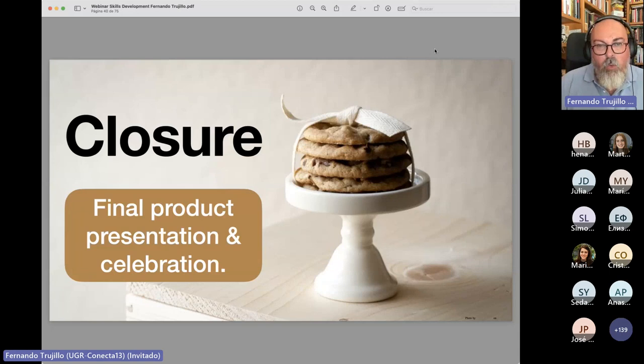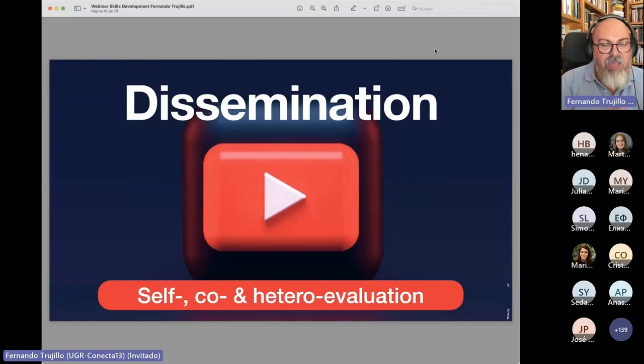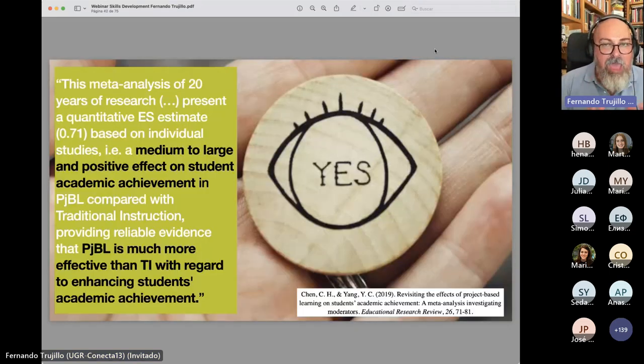And then after that, we must devote some time to the closure, that is, to reconsider what we have been able to do and how we were able to do it. And after the closure, we must disseminate what we have done so that other people may learn from us, and also so that we can be assessed through self-evaluation, co-evaluation, or hetero-evaluation.